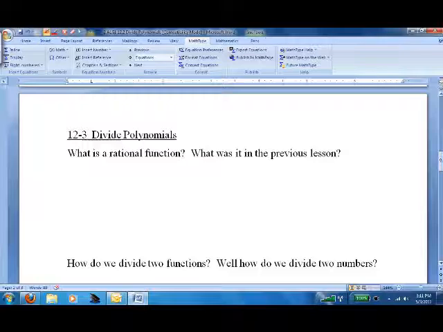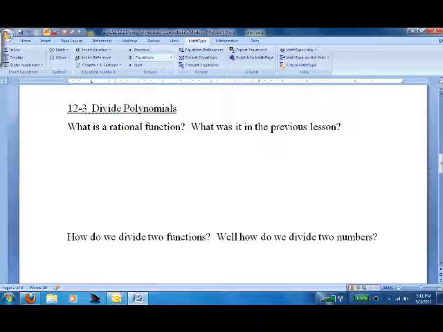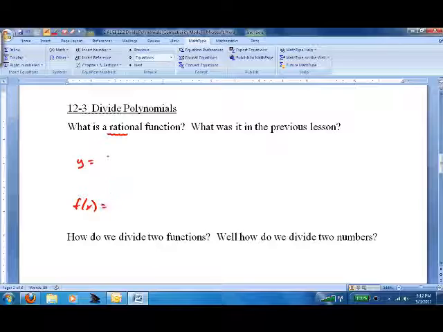Okay, so lesson 12-3, how to divide polynomials. Well, let's start with what's a rational function. Rational function, notice we have the word ratio, and we could write it as y equals, or even f of x equals, really means the same thing, (2x squared plus 2) over (x minus 1), something like that. So you have a piece on the top that's a function, and a piece on the bottom. They're both functions. It's a rational function.